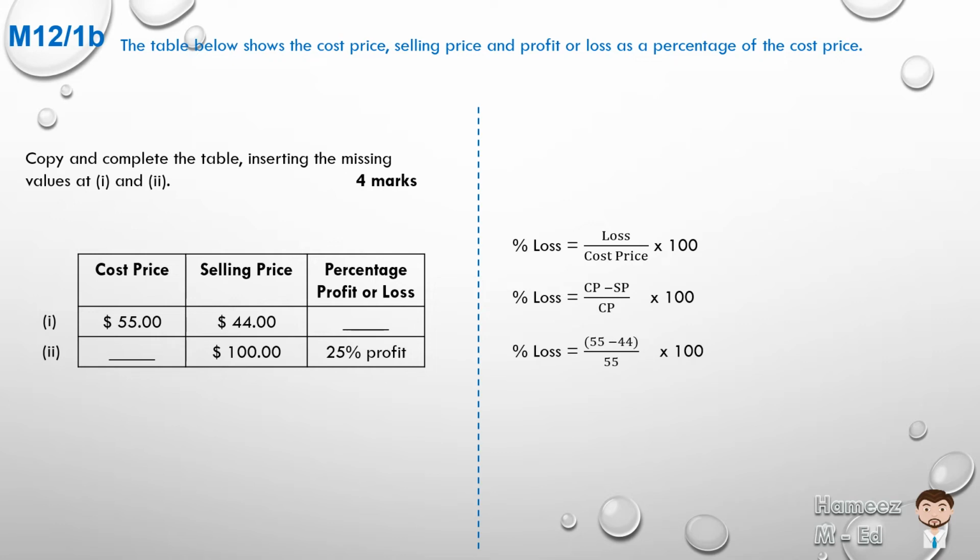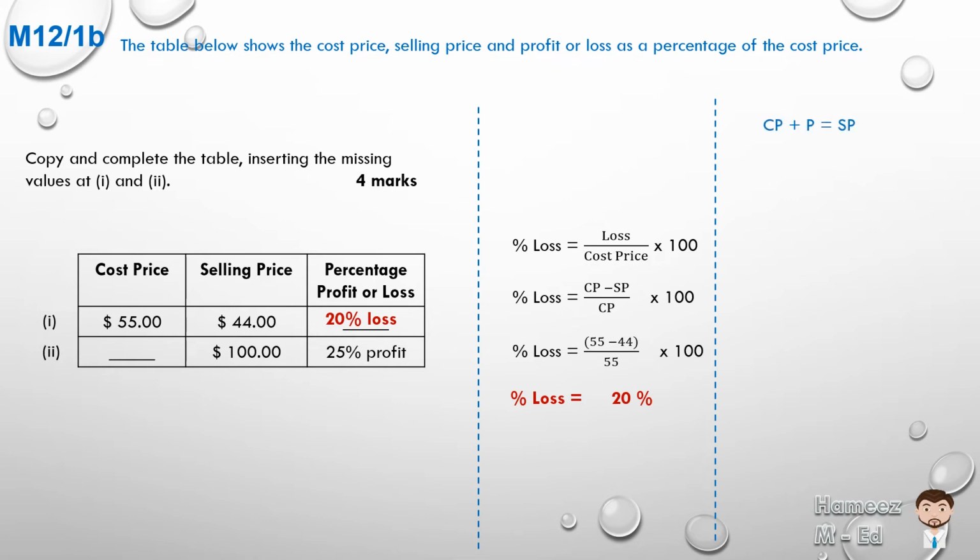55 minus 44 is 11. 11 into 55 is 5. 5 into 100 is 20%. As such, in part 1, there was a 20% loss that occurred. In part 2, we know the selling price is $100 and we made a profit of 25%. So what's the cost price? Since we made a profit, it means the cost price will be less than the selling price.